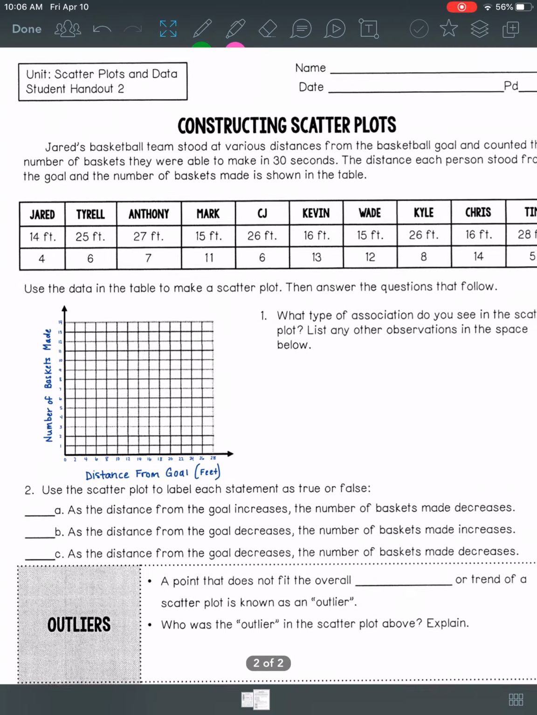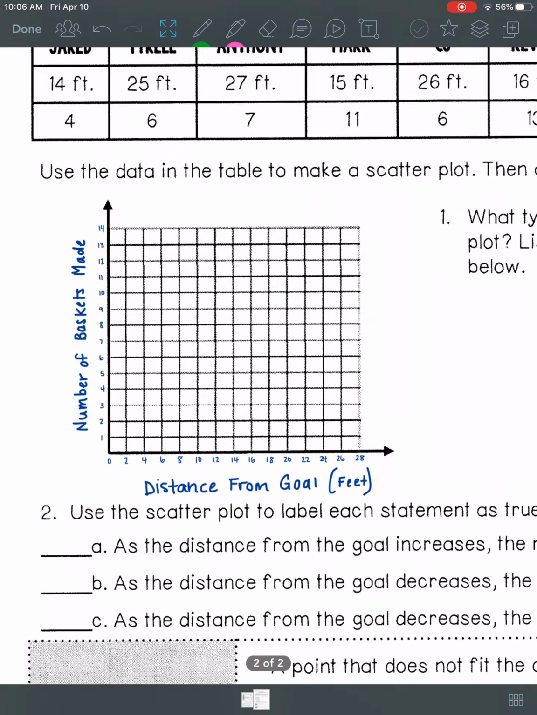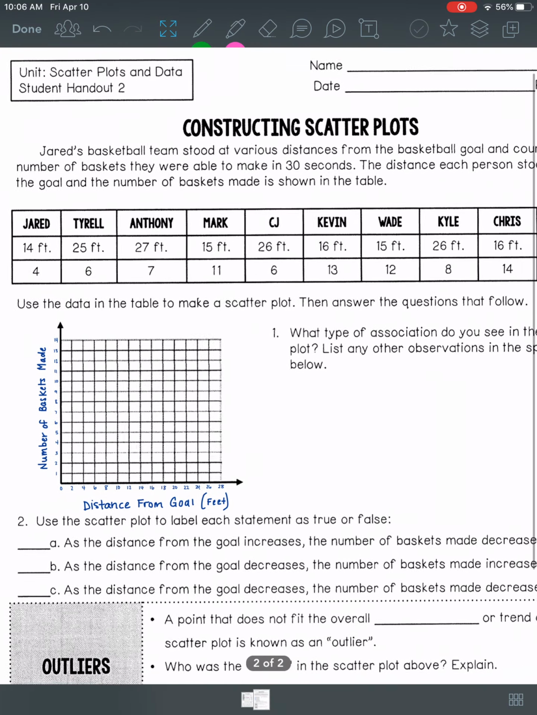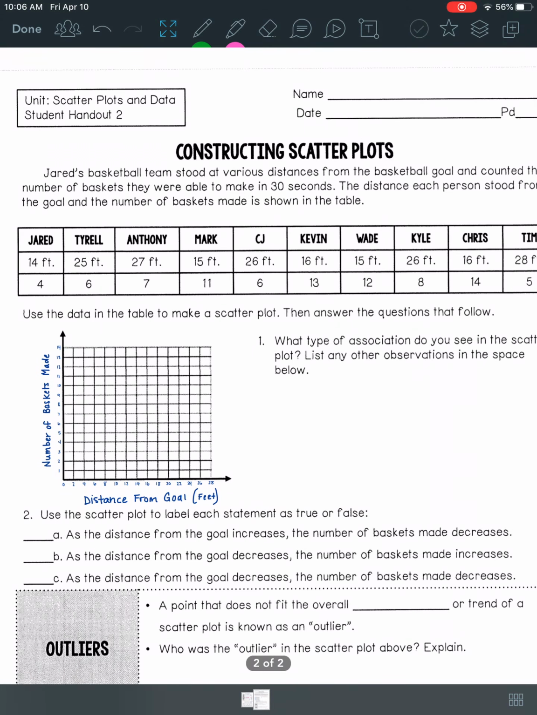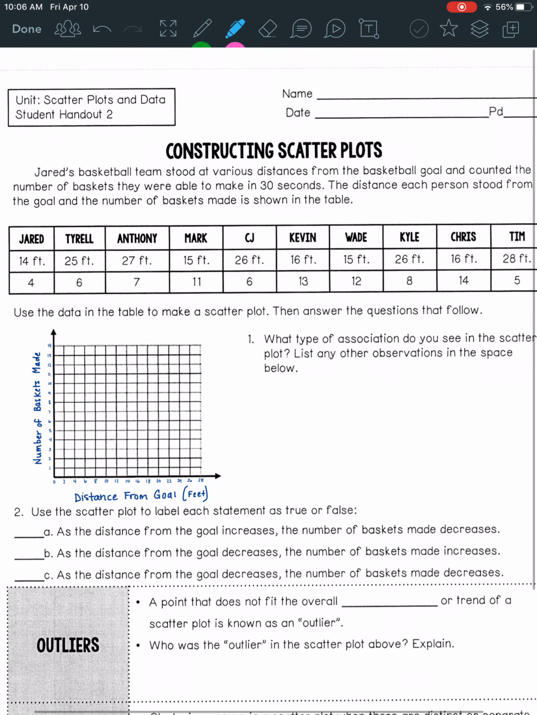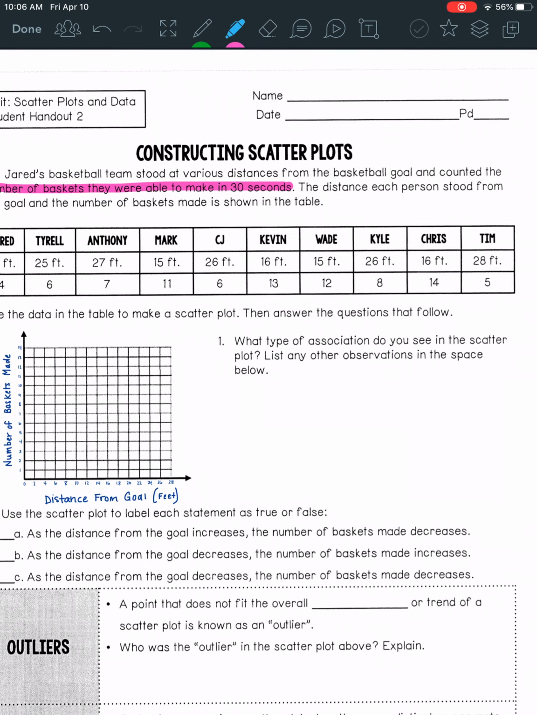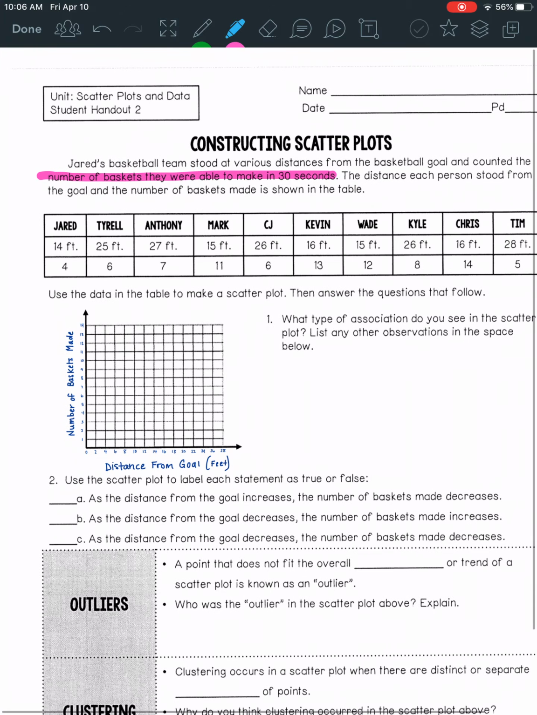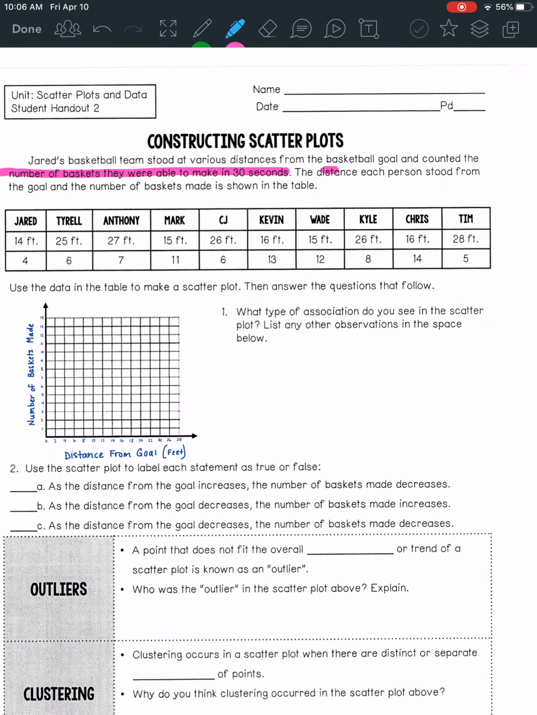So before I started this, I already came in and labeled my scatter plot. I looked at the information here. Jared's basketball team stood at various distances from the basketball goal, and they counted the number of baskets they were able to make in 30 seconds. The distance each person stood from the goal and the number of baskets made is shown in the table. I looked at the distances and found that 28 feet was the furthest that anybody stood, and 14 baskets was the most that anybody made.